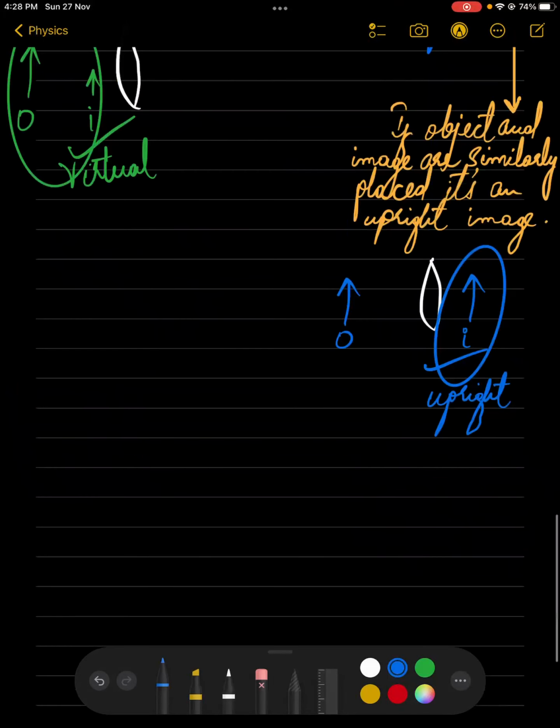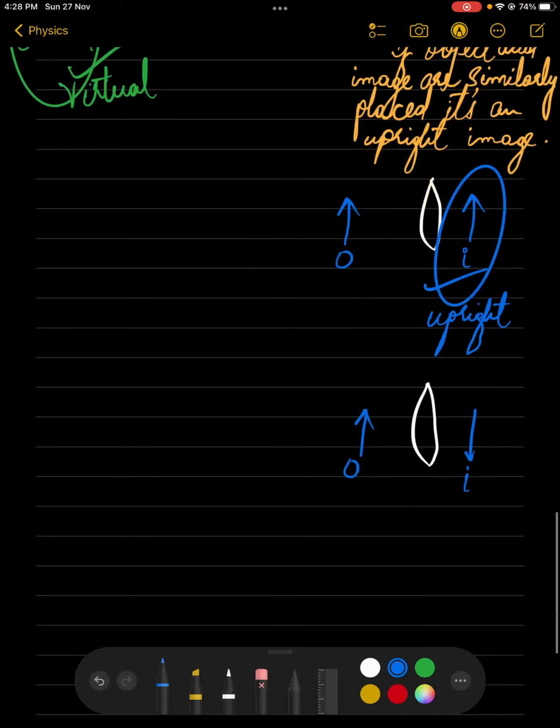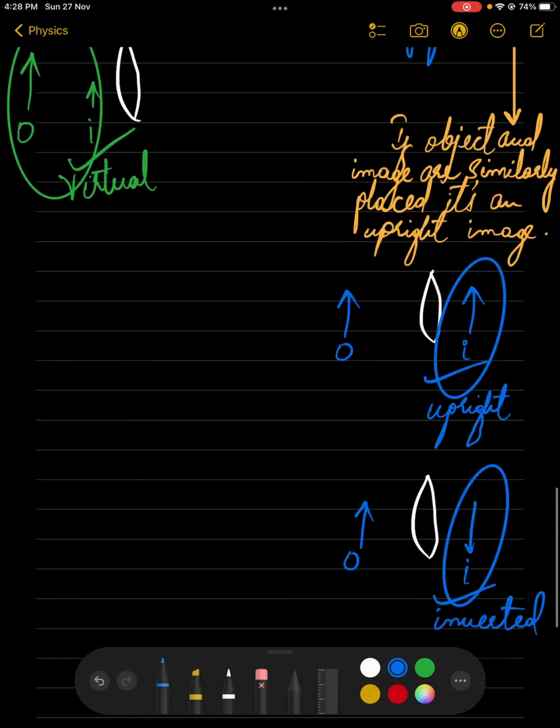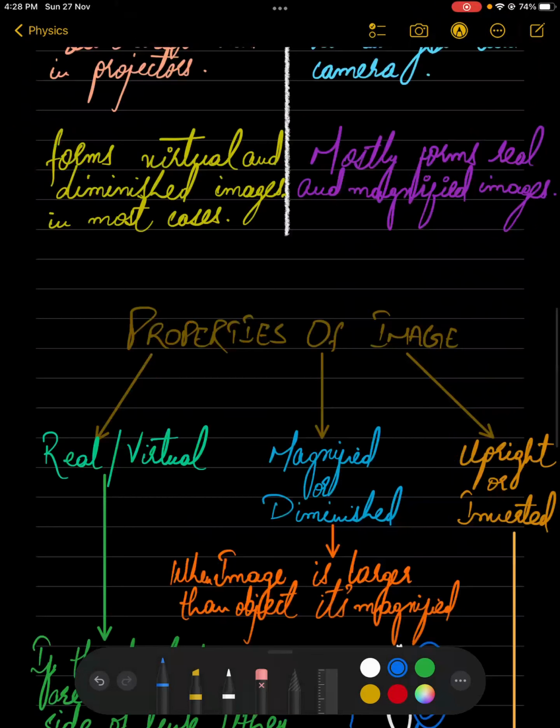While in against of it, if I am having a lens over here, object is present like this, but the image is facing downwards. तो इस केस को हम क्या कहेंगे, that the image is inverted. So this is the entire concept of upright और inverted images. तो अब हमारे पास 6 प्रॉपर्टीज हो गई हैं कंप्लीट.